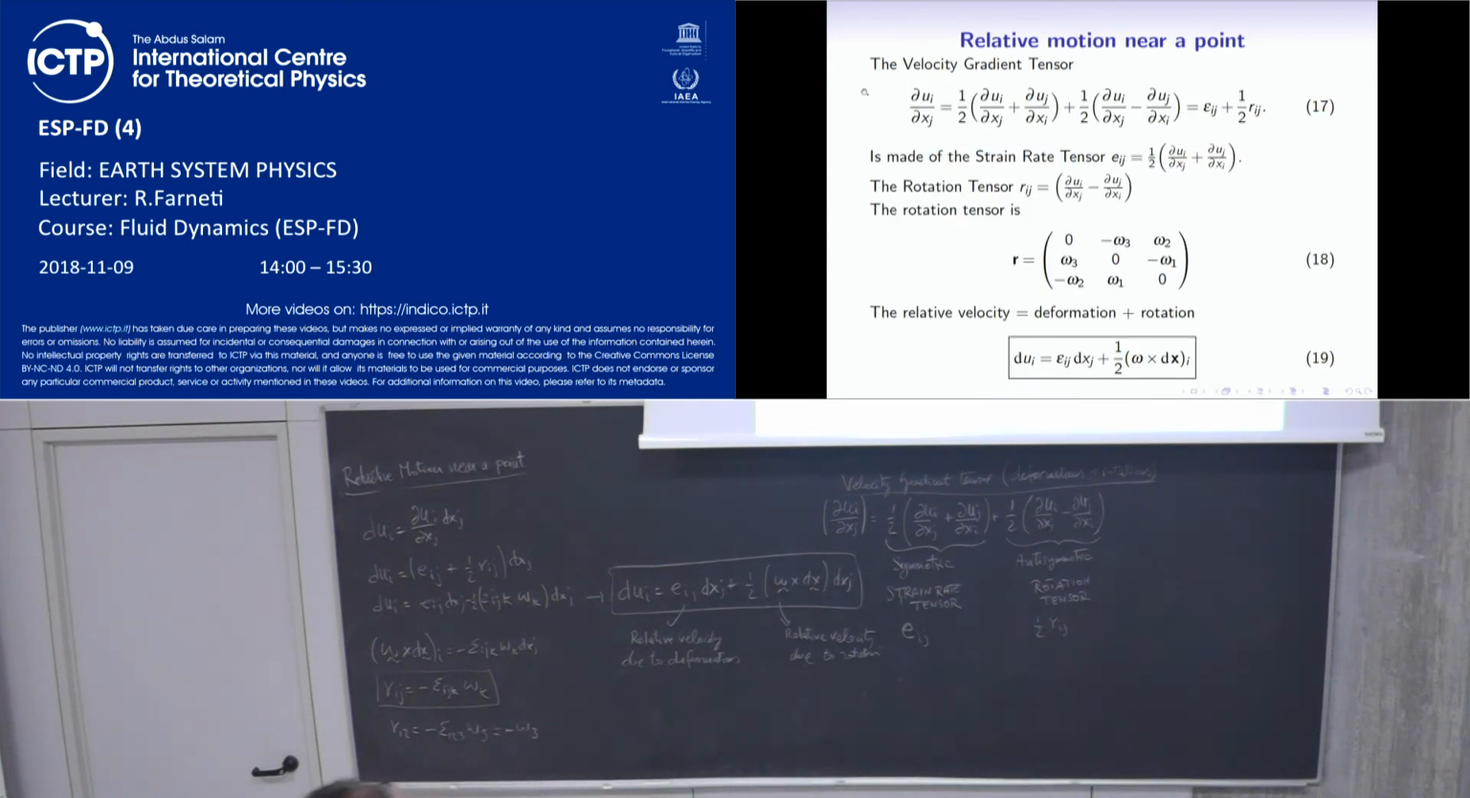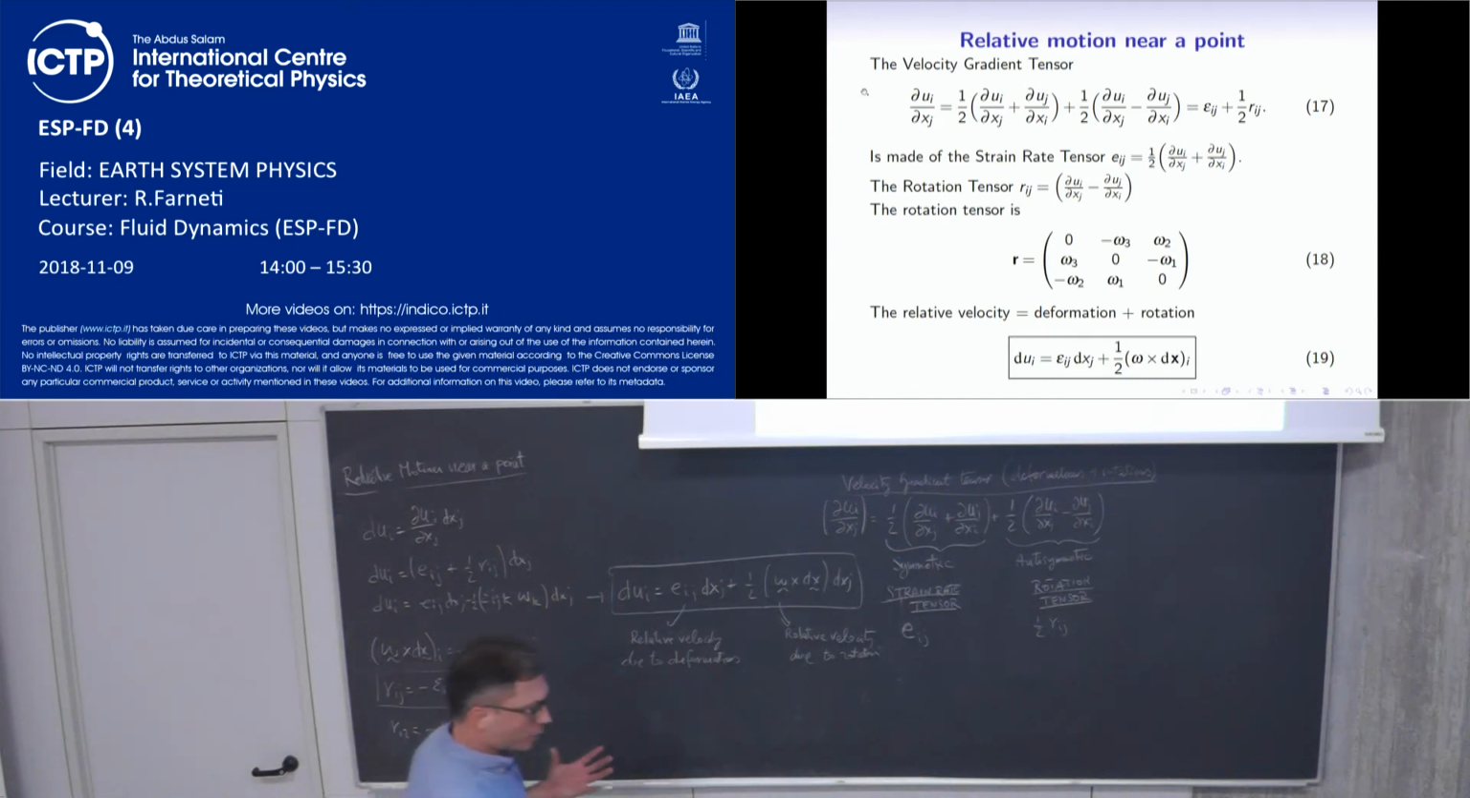Okay, so the summary is that you can just take the velocity gradient tensor and play this game of separating the velocity gradient tensor into two parts, symmetric and antisymmetric part. The symmetric part is the strain rate tensor, and the antisymmetric part is half of the rotation. Okay?